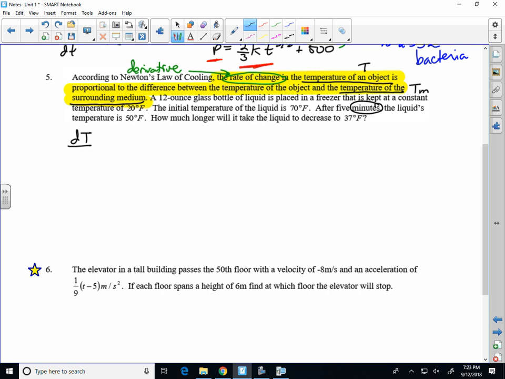I would imagine, time, because when they start actually asking us questions, it's initial temperature, so time t equals 0. After 5 minutes, how much longer? Those are all measures of time. So the rate of change of temperature of an object per unit of time is proportional, assumed directly, to the difference between the temperature of the object, which we're calling T, and the temperature of the surrounding medium, T sub m.